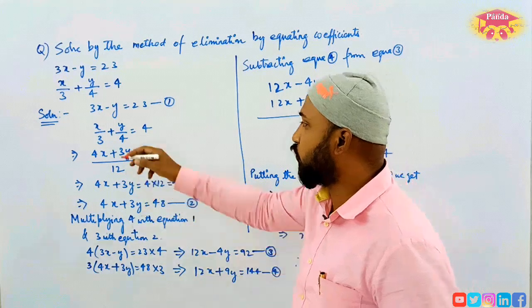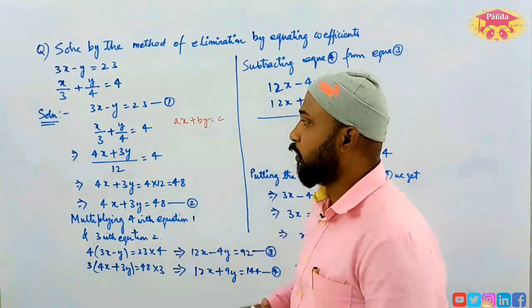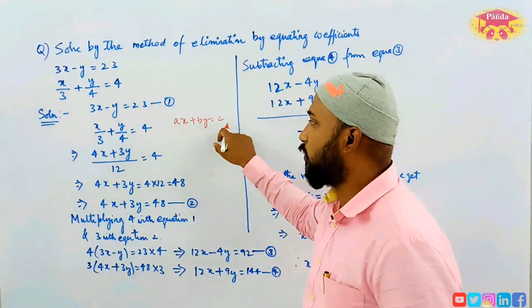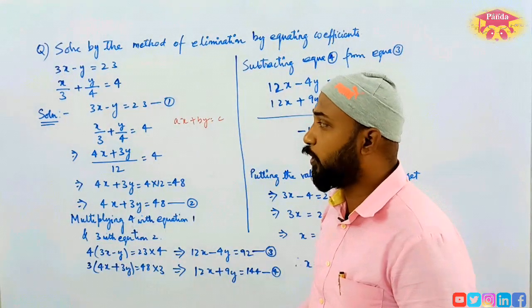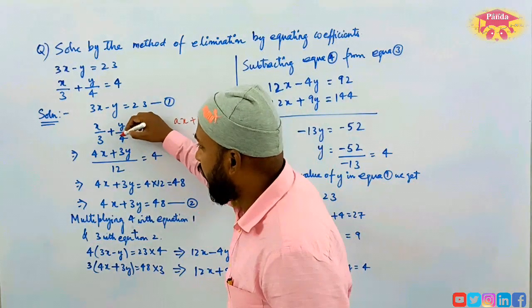Just we will change its form into ax plus by equals c form. We will bring this to ax plus by equals c form. And how will we do that? We will just take LCM. You know how we take LCM, right?